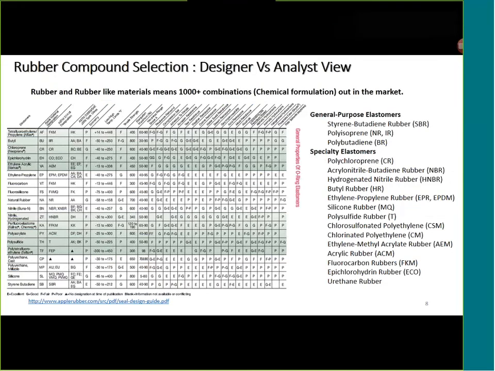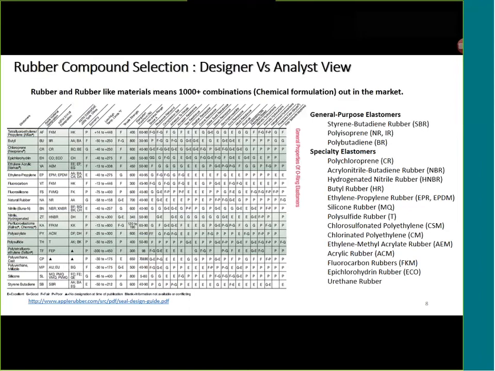Say if you want to design a rubber seal for an elevated temperature application, there are certain rubber formulations which show good thermal resistance compared to other rubbers. If you are using this to seal a particular chemical fluid flowing through the piping system, there are some other chemical components of the rubber which offer good chemical resistance compared to other types of rubber. So what type of chemical composition needs to be chosen for a particular design depends on which operating environment it is going to work in. That's the designer point of view.